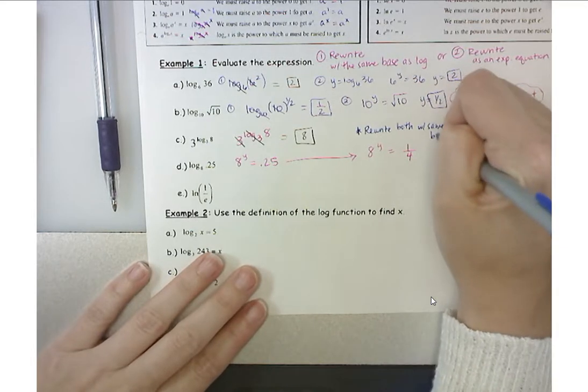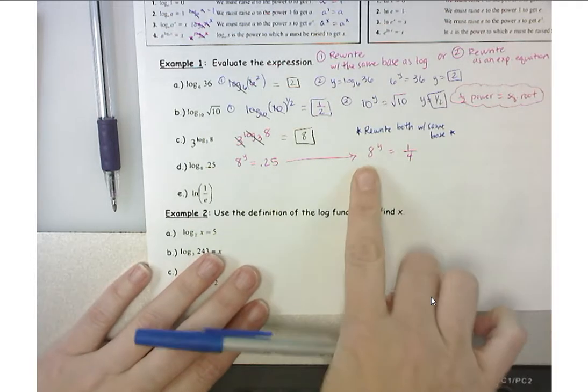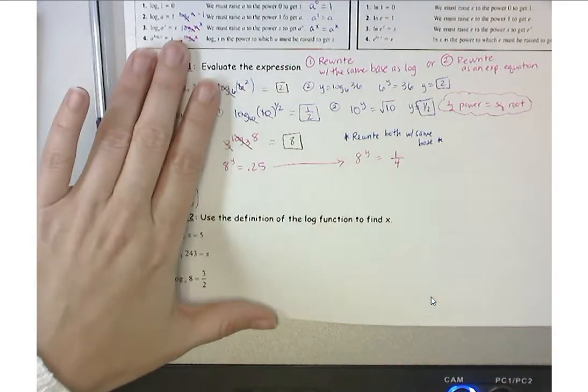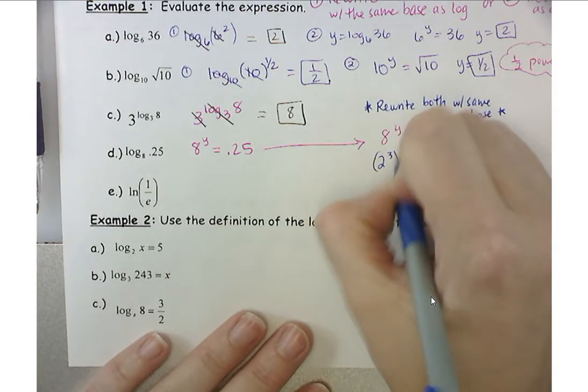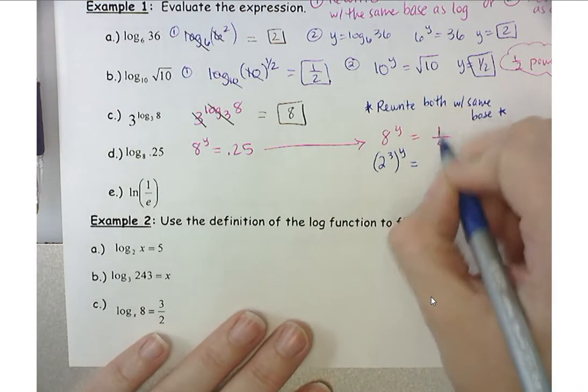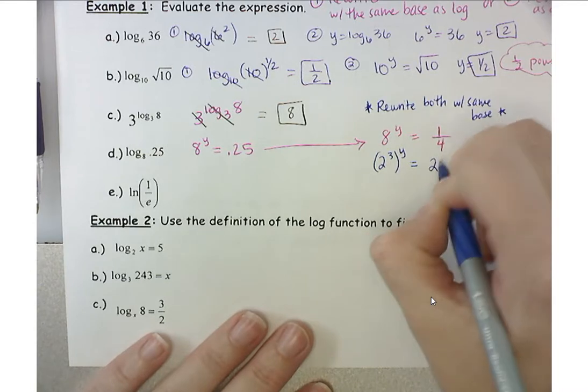Because when you look at 8, right, what do we know 8 can be rewritten as? Yeah, 2 to the third, right? So 2 to the third to the y power. Can I rewrite 1/4 as a power of 2?